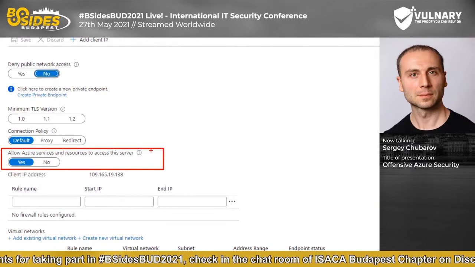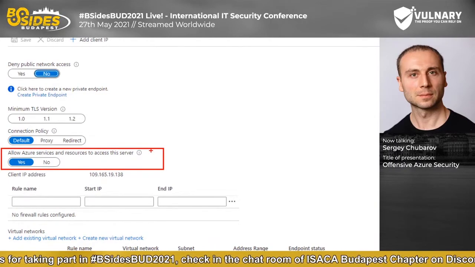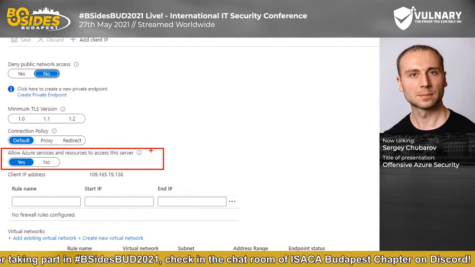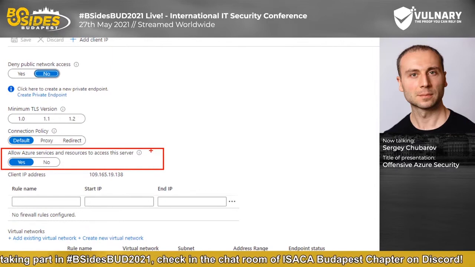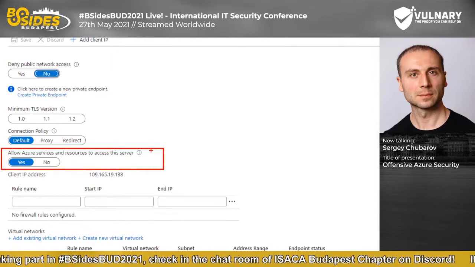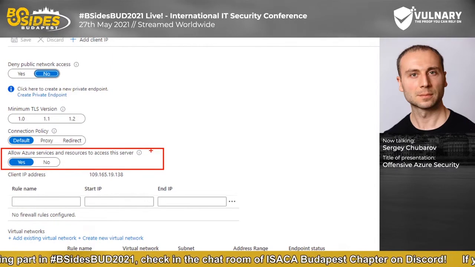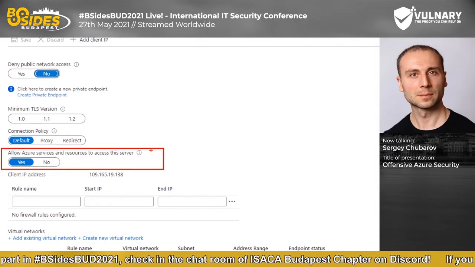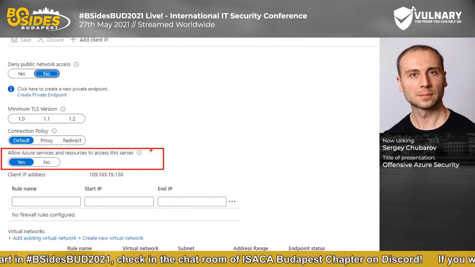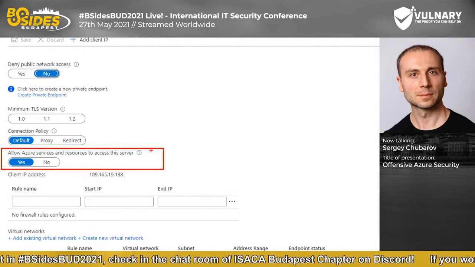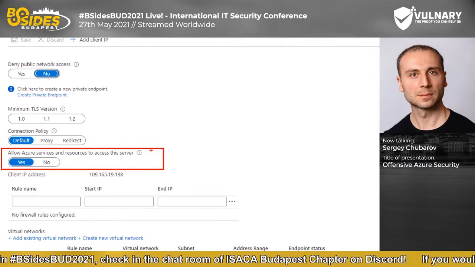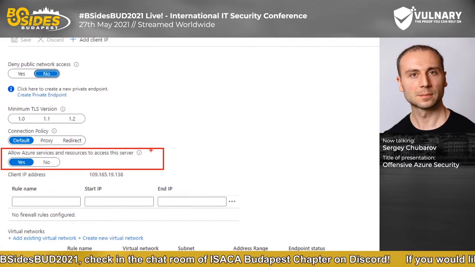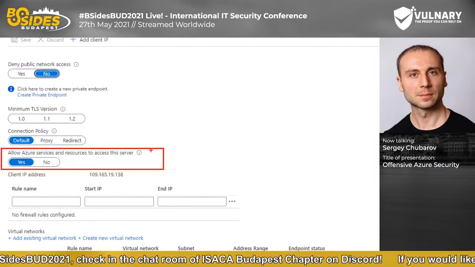This firewall has this option enabled. It says allow Azure services and resources to access this server. What does it mean? Many people think that it means that their Azure virtual machines, their Azure services may access this database. But in fact, it is not really true. This option means that any Azure IP address will be able to access this SQL server.